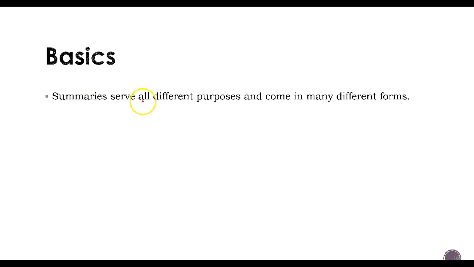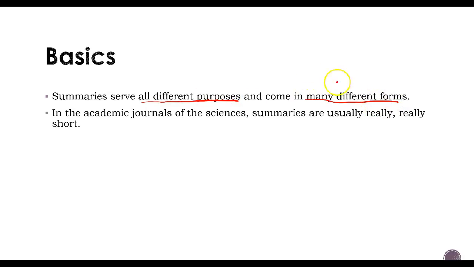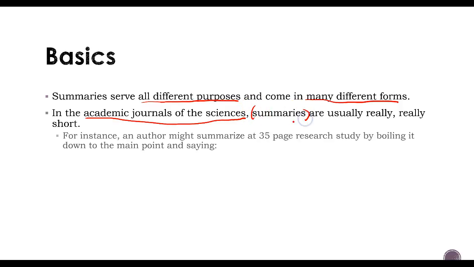So summaries serve all different kinds of purposes, and they come in many different forms. There are short summaries, long summaries. If you were to read an academic journal article in the sciences, let's say you were to read an article in the Journal of Pediatrics, probably that article might be anywhere from 5 to 40 pages, and it would probably summarize anywhere from 30 to 100 different articles. And the summaries are usually really, really short.